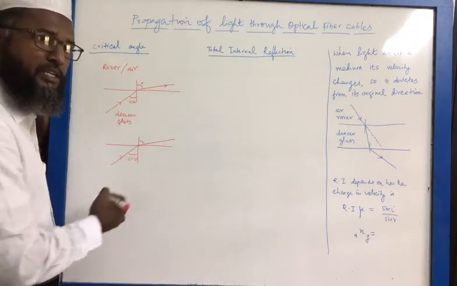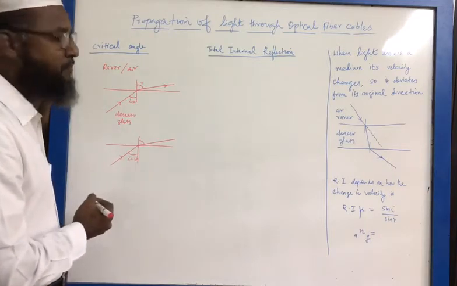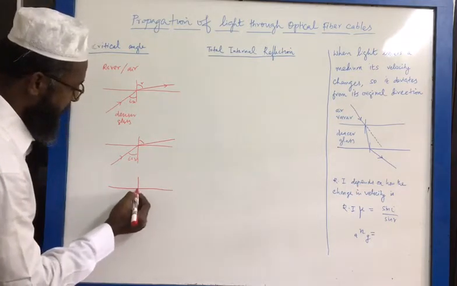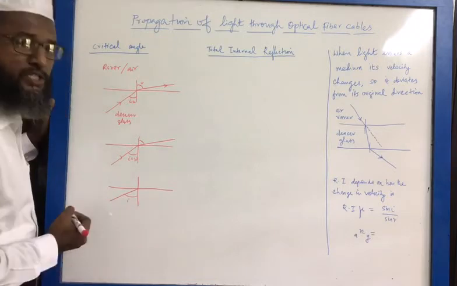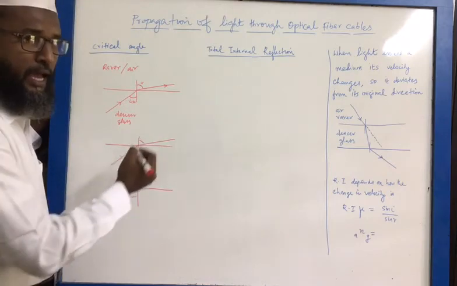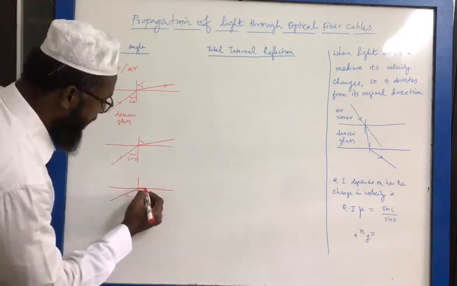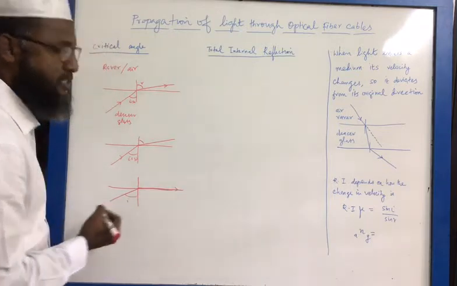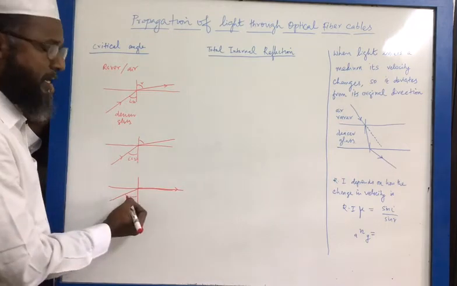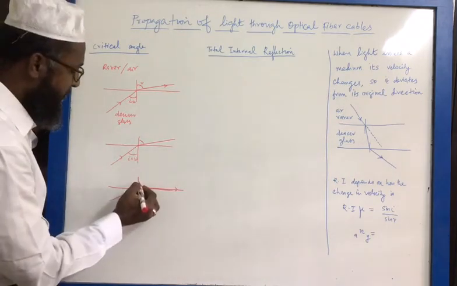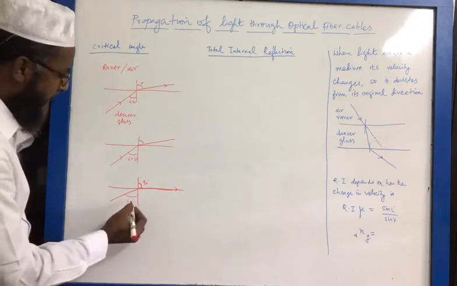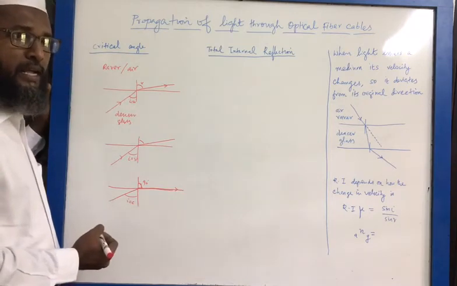Now if you keep on increasing the angle of incidence in the denser medium, you will get a point where, at a particular angle of incidence, the angle of refraction in the rarer medium, that is in the air, is going to be exactly 90 degrees. So you will understand the ray just glimpses on the interface of both the media. That is, when it's trying to pass from glass to air, the angle of refraction becomes 90 degrees for a particular angle of incidence, and that angle of incidence is called the critical angle.